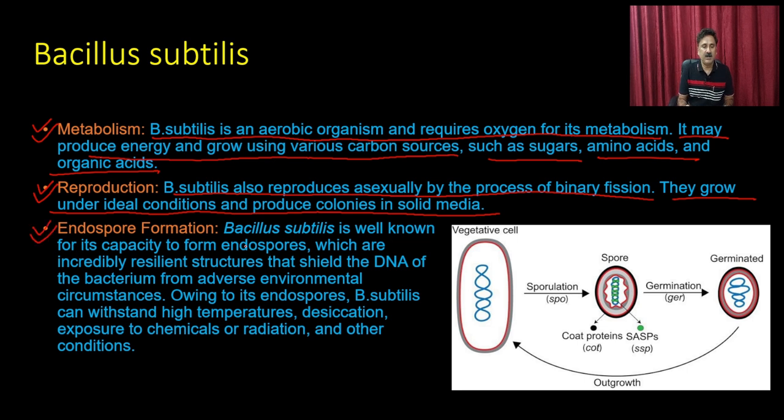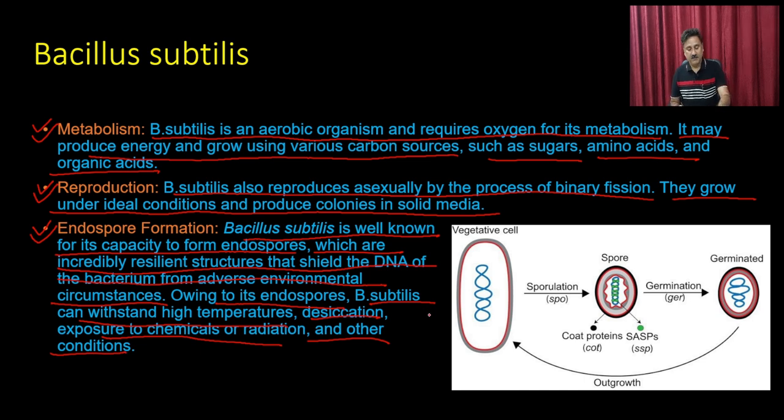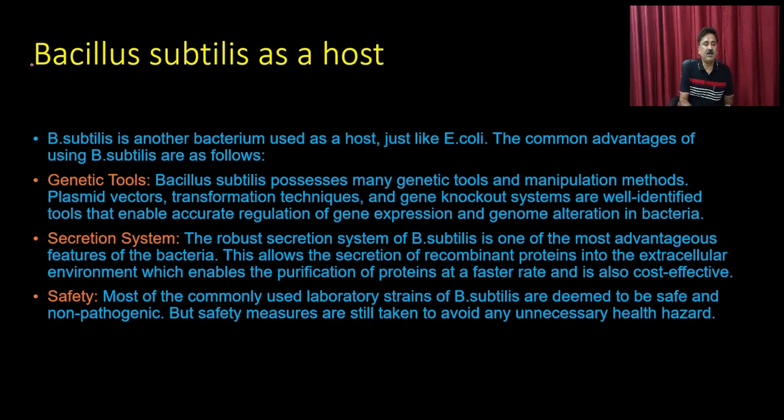Then talking about endospore formation, Bacillus subtilis is well known for its capacity to form endospores, which are incredibly resilient structures that shield the DNA of the bacteria from adverse environmental circumstances. Owing to its endospores, Bacillus subtilis can withstand high temperature, desiccation, exposure to chemicals or radiation and other kinds of conditions. Now, let us talk about the properties of Bacillus subtilis as a host.